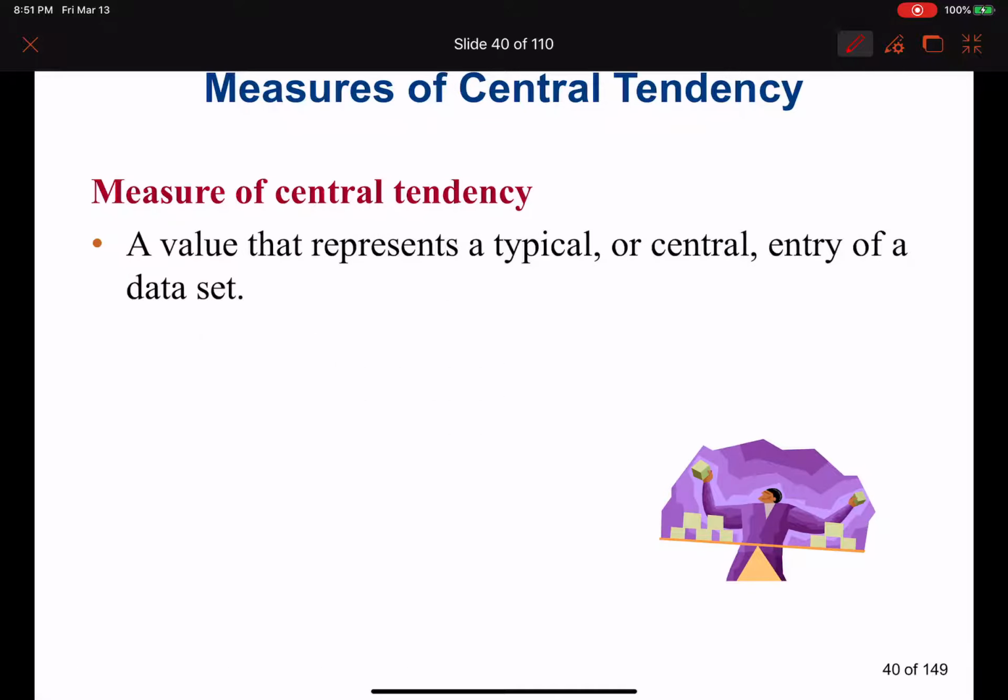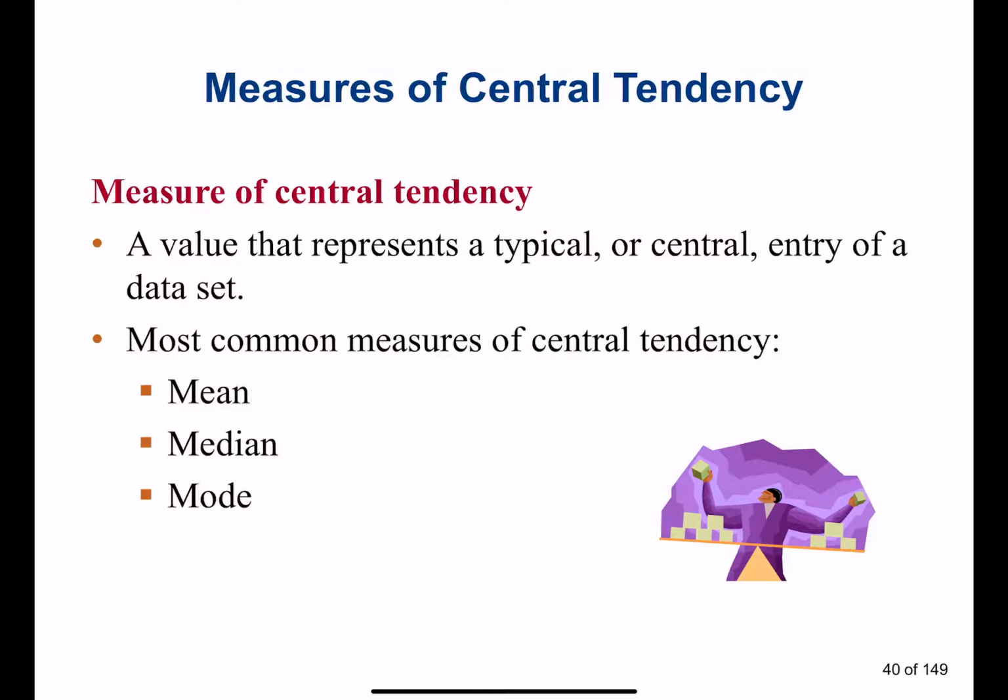Measures of central tendency. A value that represents a typical or central entry of data set. So remember what we were doing? We were cutting outliers, right? And keep the data that are centralized. So now once we've done it, now it's a time to analyze this centralized data. What measurements are important for centralized data? That's gonna be mean, median, and mode. Okay, let's explore all three of them.